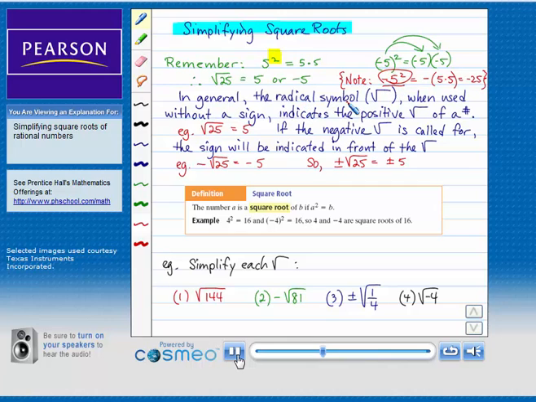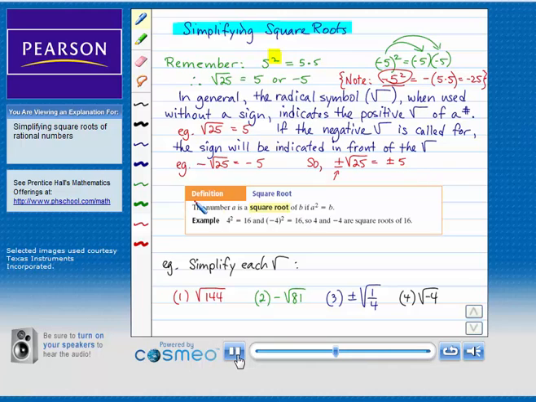Now in general, the radical symbol, the square root symbol, when it's used without a sign in front of it, indicates the positive square root of a number. For example, if you see the square root of 25, you can assume in most instances that that means the positive square root, or positive 5. If a problem calls for the negative square root, then the sign will be indicated in front of the radical. For example, like so, negative radical 25. They're looking for the negative square root of 25, which is negative 5. You can also see the plus or minus symbol in front of the square root, and that means they're looking for both square roots.